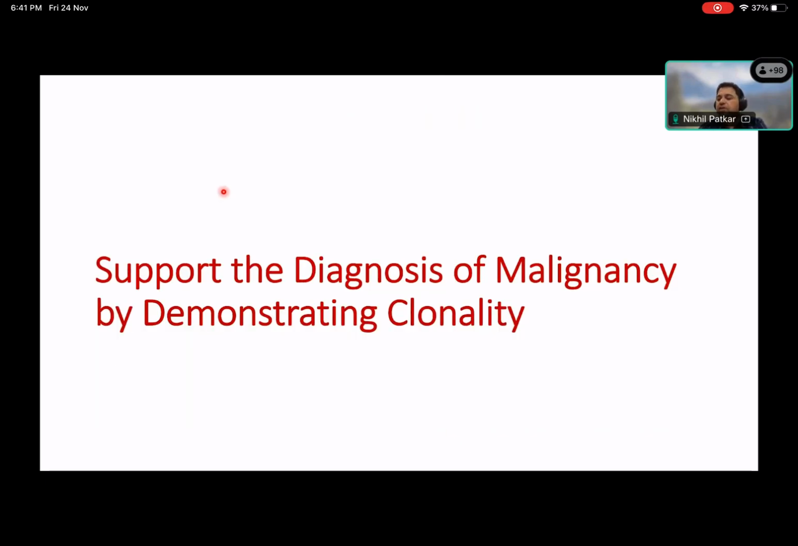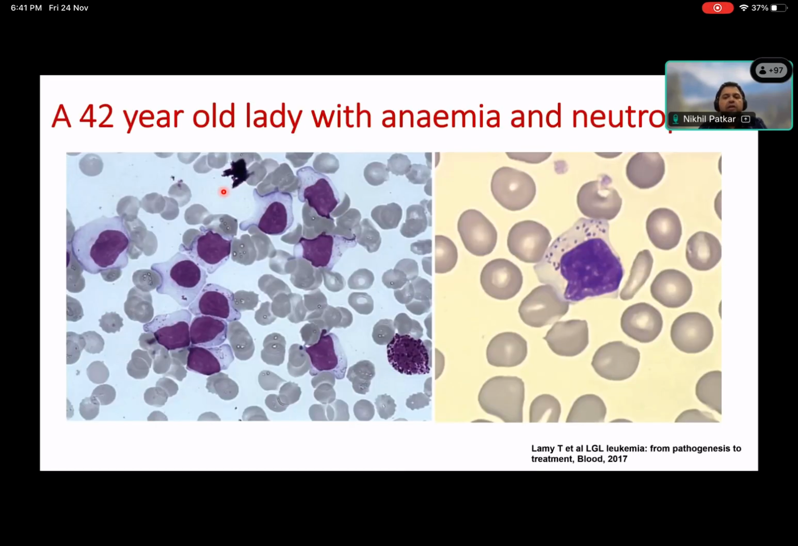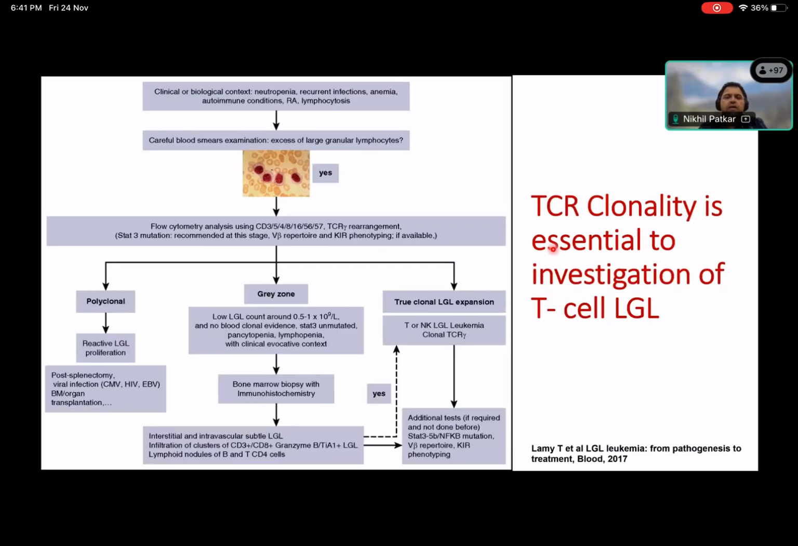The third application of molecular testing in hematopathology is to support the diagnosis of malignancy by demonstrating clonality. So this is a 42-year-old lady with anemia and neutropenia, and you can see here that you have a large collection of these lymphocytes with abundant cytoplasm and presence of these prominent azurophilic granules. So to diagnose such conditions, you require T cell clonality, which is an essential investigation in diagnosis of TLGL.